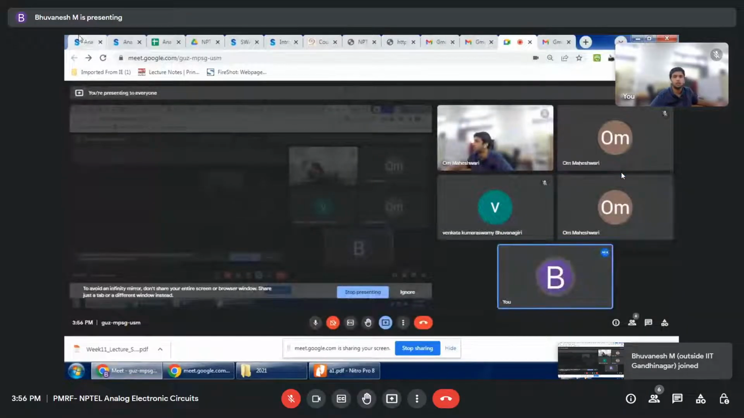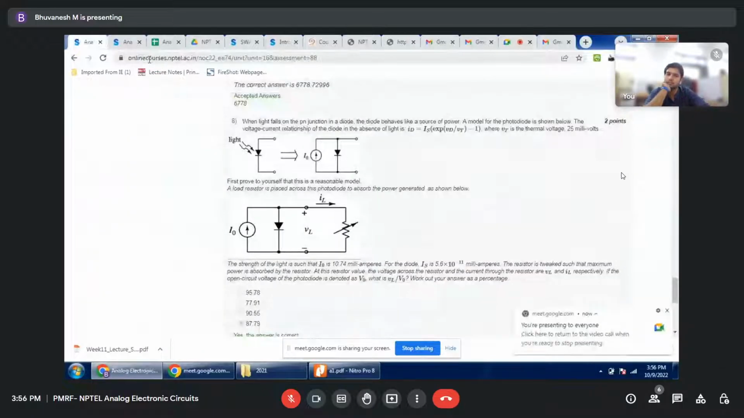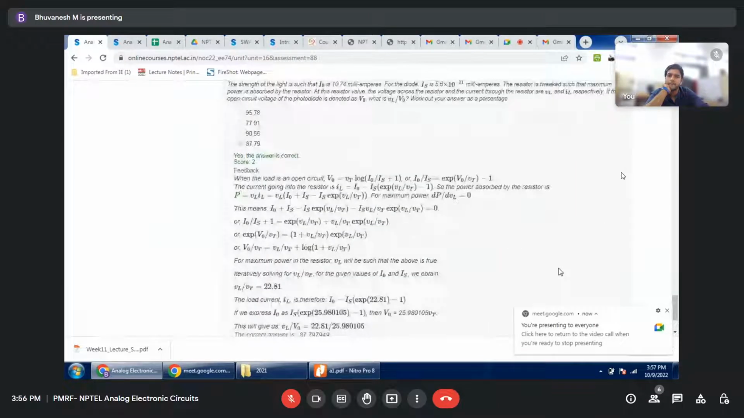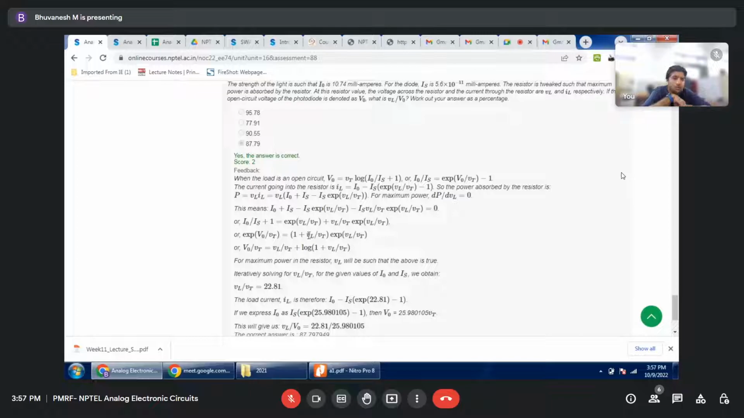Here is the question, sir. So what problem are you facing in this question? Like here, when this diode equations, especially this power expressions, this IL term, IL, this is a problem.